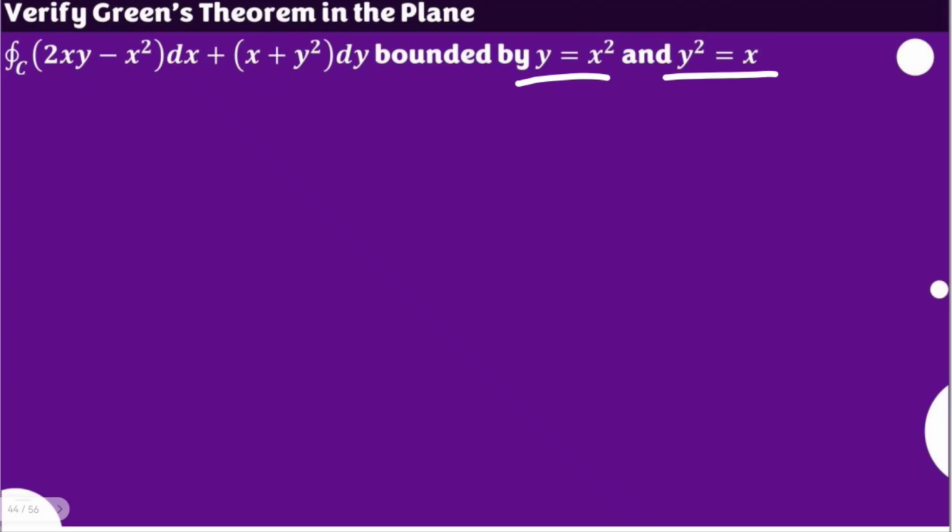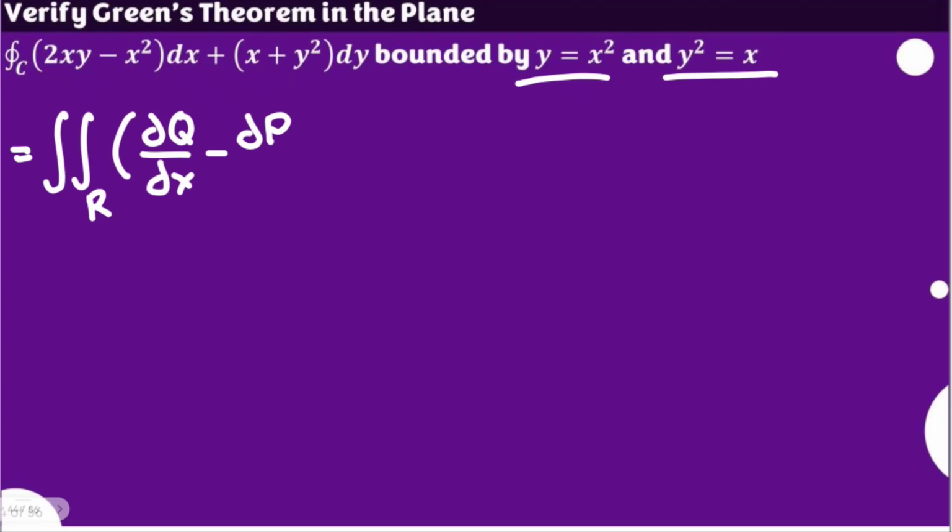In order for us to solve this using Green's theorem, which allows us to use the double integral along that given region of the partial derivative of your Q function with respect to x minus the partial derivative of your P with respect to y, dx dy, we need the appropriate boundaries for your x and y.